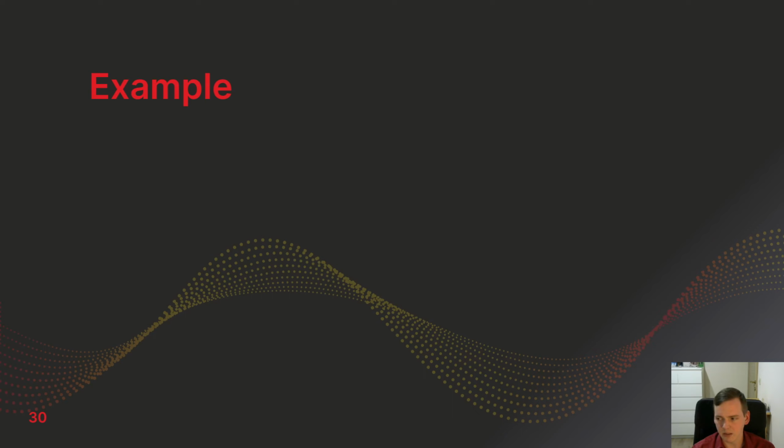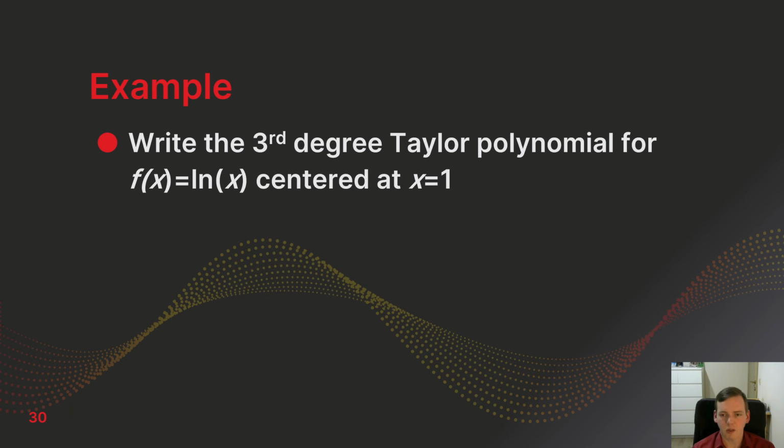So let's look at an example of this. The third degree Taylor polynomial for the function f of x equals ln of x centered at x equals 1. This centered word right here is that a value that we had before.